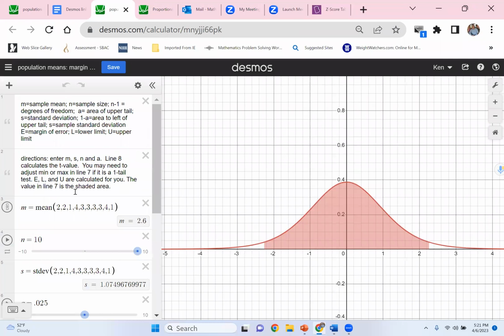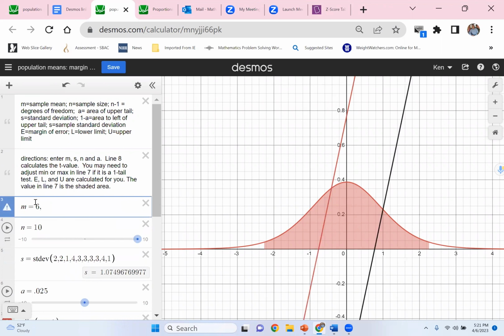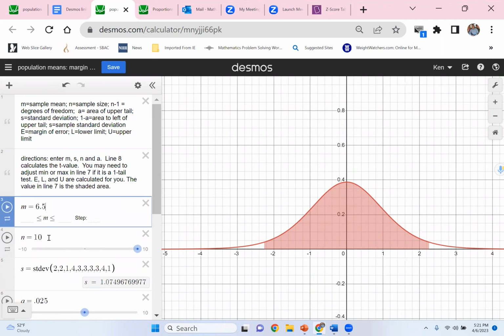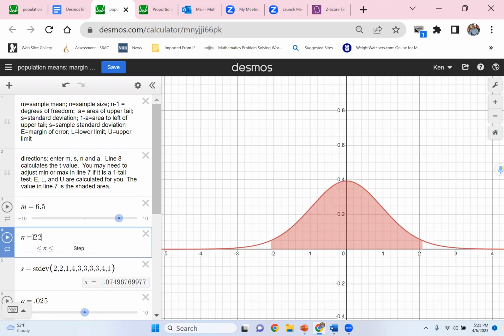So our mean was 6.5 feet. And our n value was 22 giraffes. Our standard deviation, I don't remember. I have to look it up. 0.88.